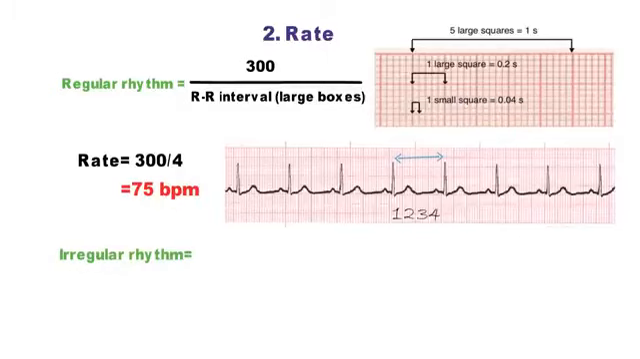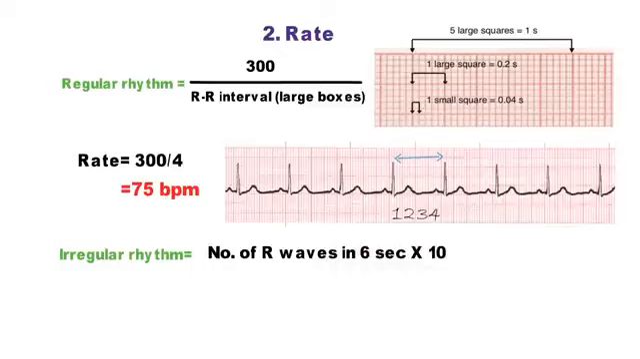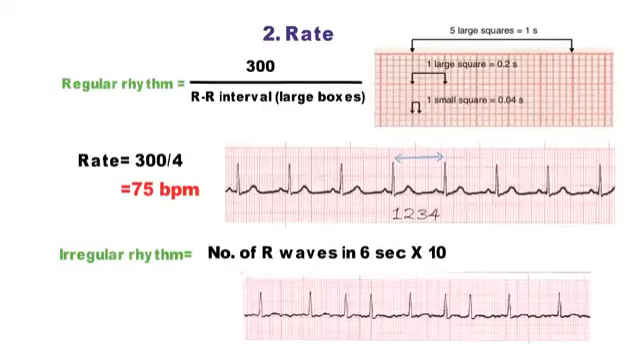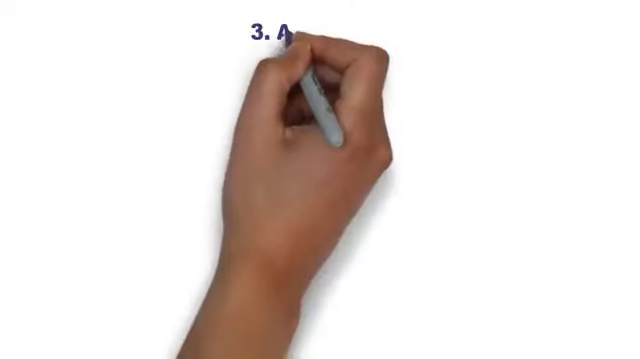But if the rhythm is irregular on ECG, as in atrial fibrillation, rate is calculated by the number of R waves in 6 seconds multiplied by 10 so as to get the rate per minute. So in this ECG strip, there are 9 R waves or 9 QRS complexes. So the rate comes out to be 90 beats per minute. So the 300 divided by RR interval formula is valid only if the rhythm is regular. That is why we should first see the rhythm and then calculate the rate accordingly.